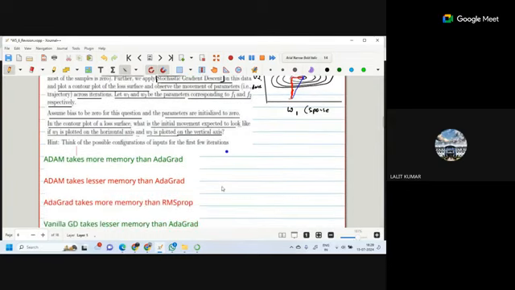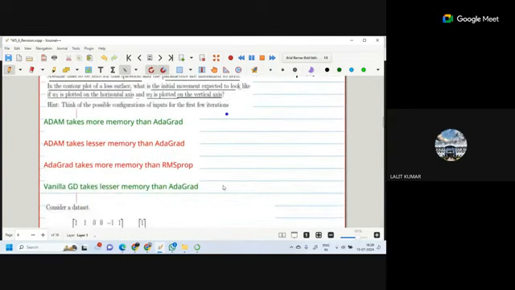Now there is another question. For example, Adam takes more memory than Adagrad. Is it true? Adam takes lesser memory than Adagrad. Adagrad takes more memory than RMS prop. A vanilla gradient descent takes lesser memory than Adagrad. So how to solve this? Again, this is a basic concept.